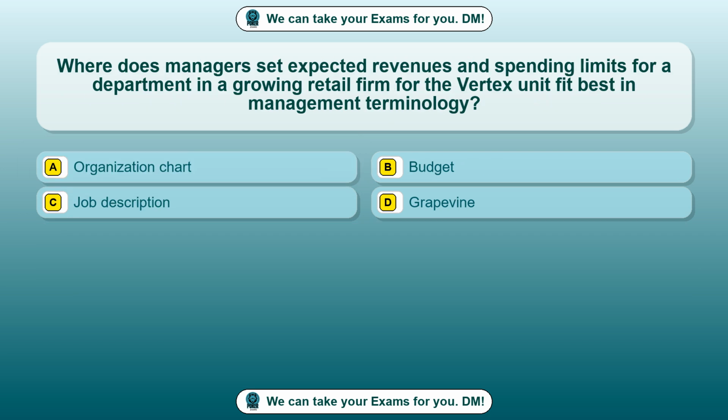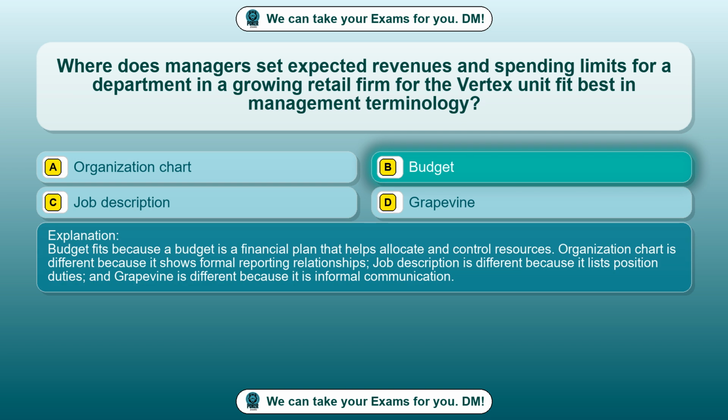Question 8. Where does managers setting expected revenues and spending limits for a department in a growing retail firm for the Vertex unit fit best in management terminology? Option A. Organization chart. Option B. Budget. Option C. Job description. Option D. Grapevine. The correct answer is option B. Budget.